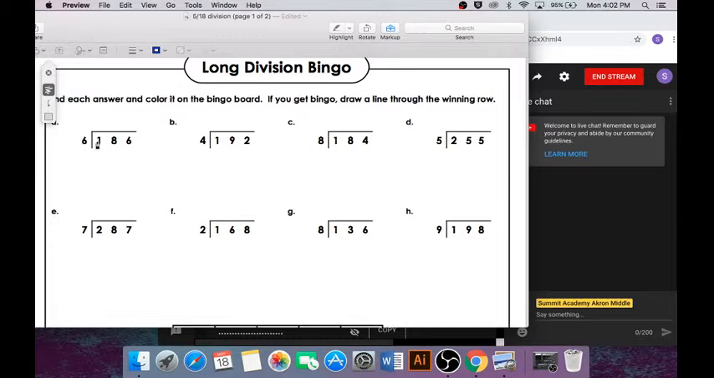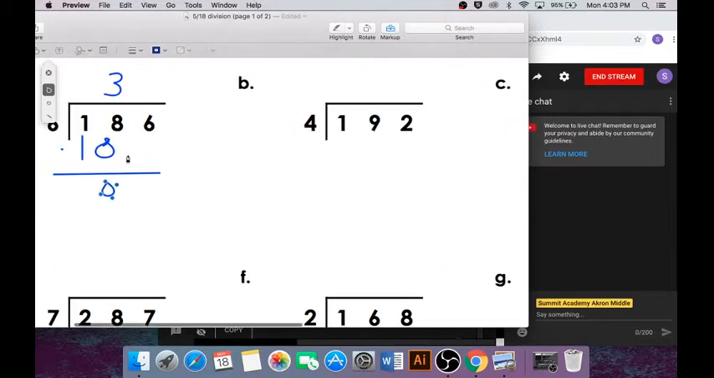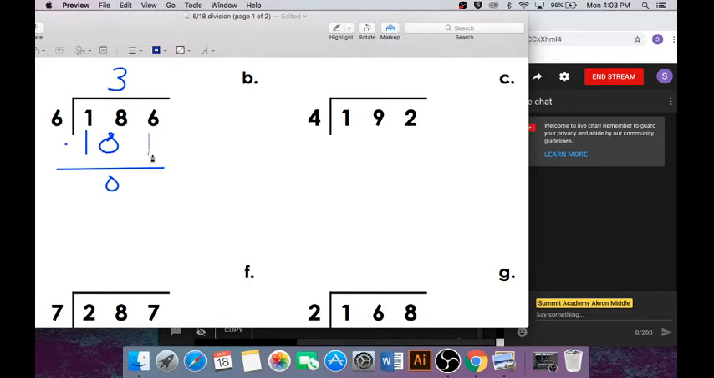So 6 doesn't go into 1, so we move over and see how many times 6 goes into 18. 6 can go into 18 3 times. And remember, you can use your multiplication chart to help you. So 3 times 6 is 18. So we're going to subtract. 18 minus 18 is 0. Okay. And we're going to bring down our 6.